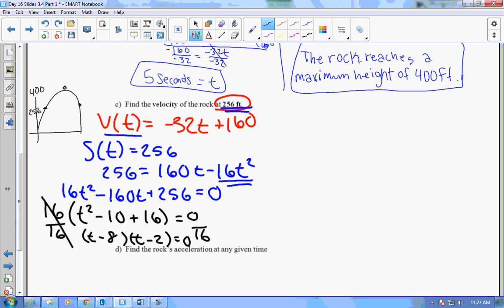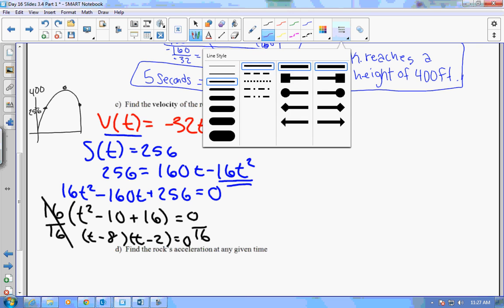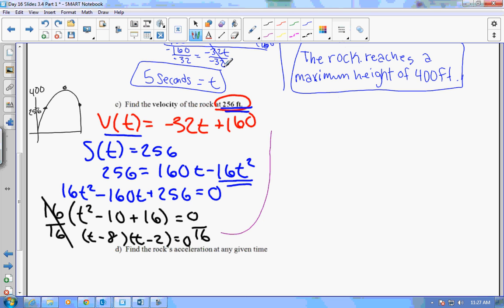So the times at which the rock will hit, because it will hit once going up, and then it hits its maximum, which we found last time at 400, then it comes back down and hits again at 256, would be at time t equals 2 and 8. What's the unit? Seconds.